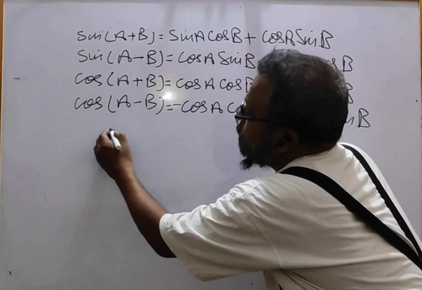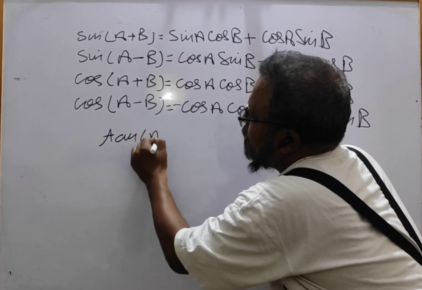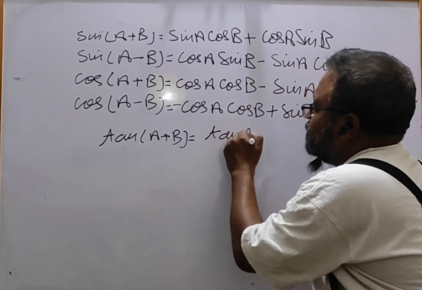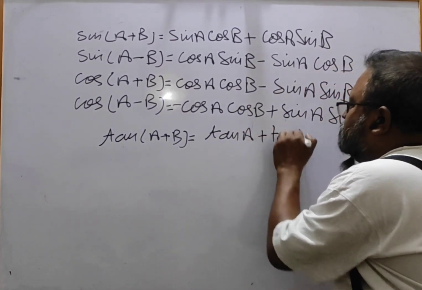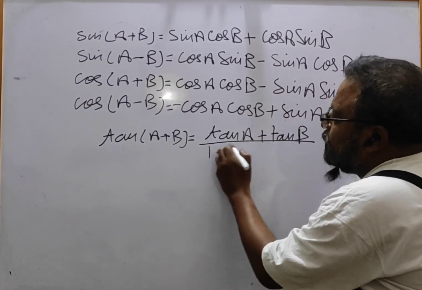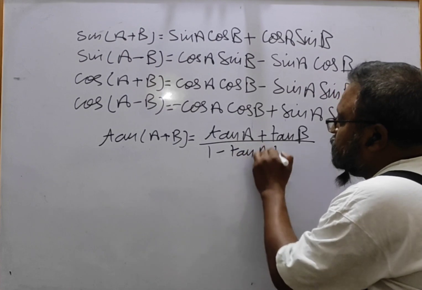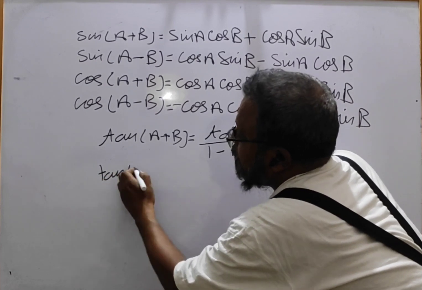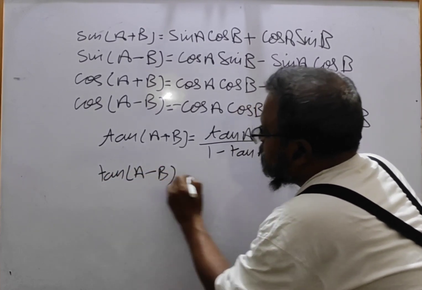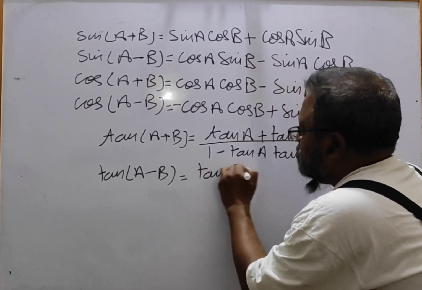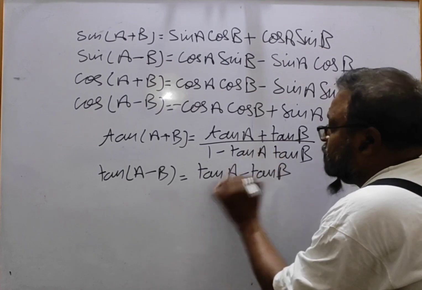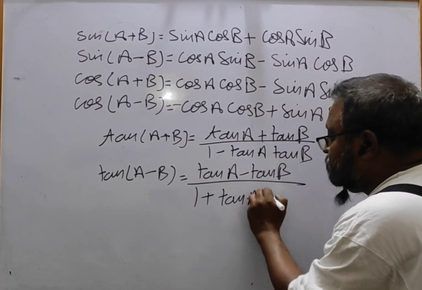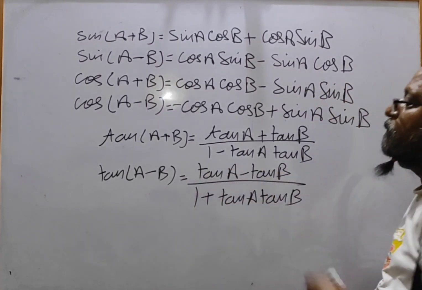And then we have tan A plus B is equal to tan A plus tan B upon 1 minus tan A tan B. And if you write tan A minus B, then it becomes tan A minus tan B upon 1 plus tan A tan B. This much you write.